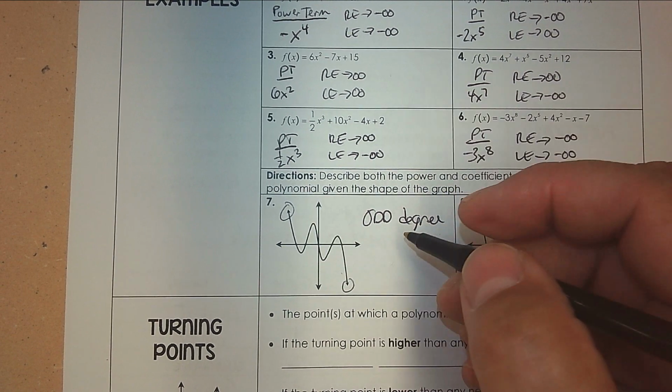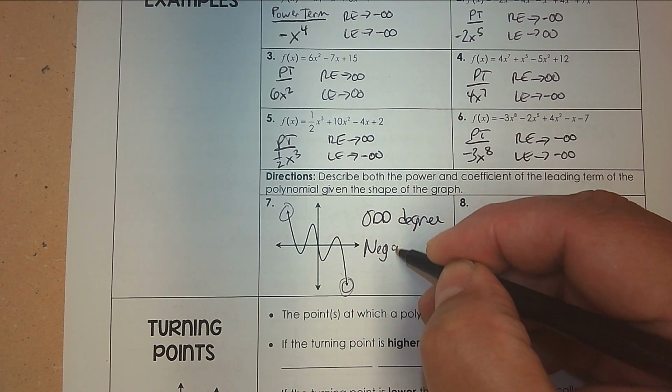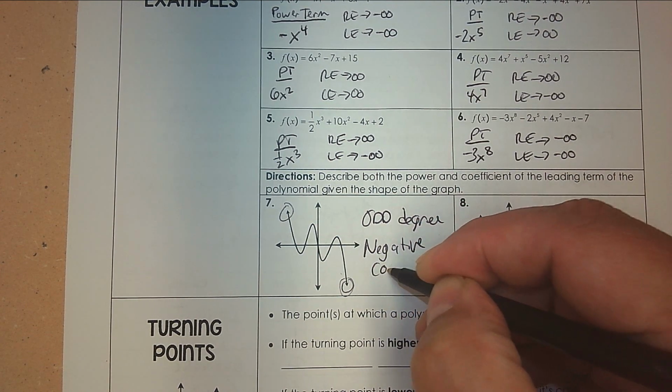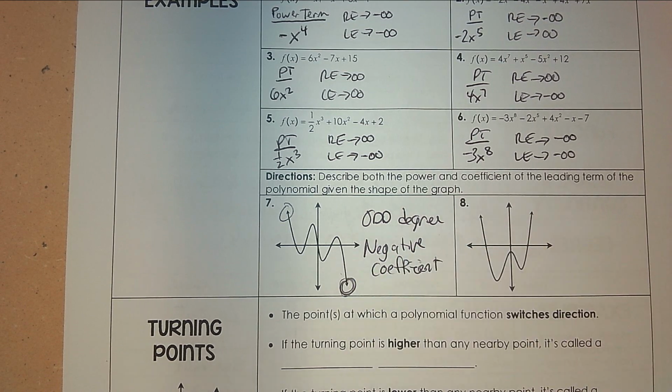And what do you think about the coefficient? Where's the right end going? So there must be a negative coefficient. That's the number in front. And why is it negative? Because the right end is going down.